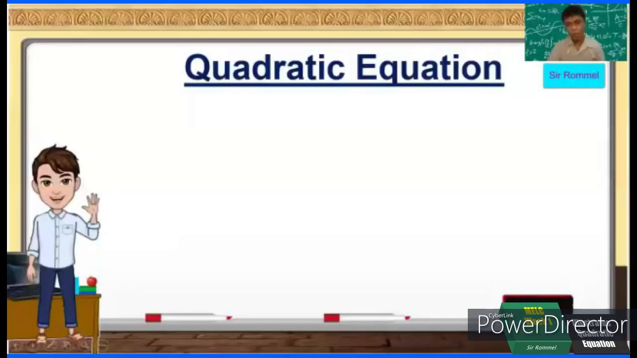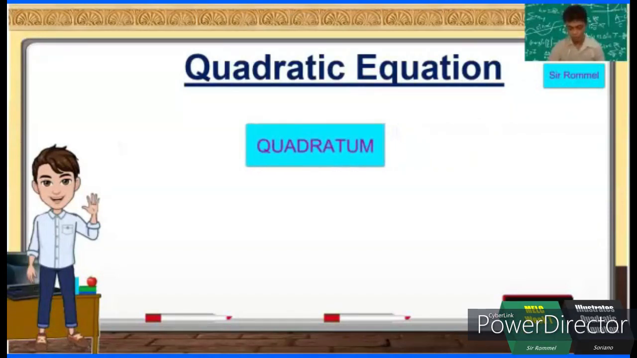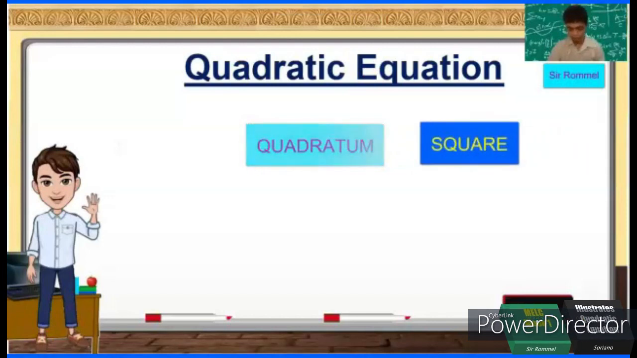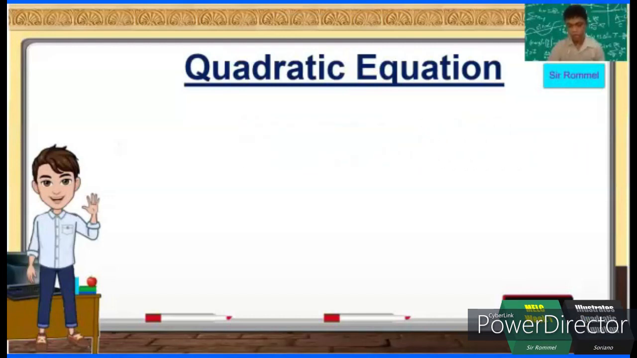So, what is a quadratic equation? First, define muna natin yung quadratic. Quadratic comes from the Latin word quadratum. Ibig sabihin nun ay square. So kapag ang highest exponent ng variable ay 2, this is a quadratic equation.